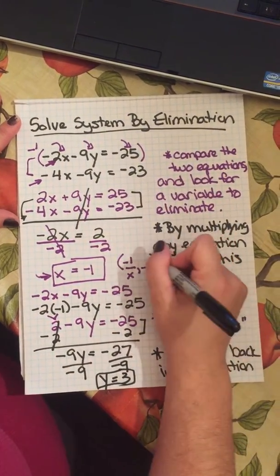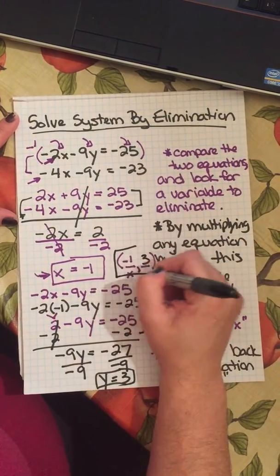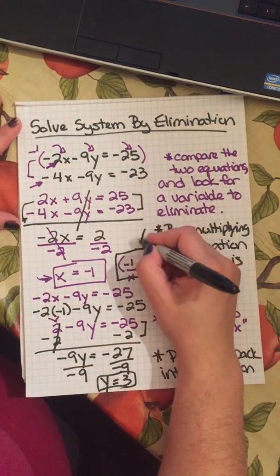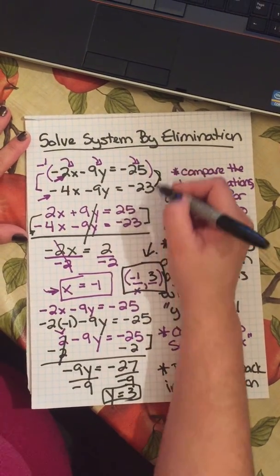So now I know that my coordinate, or my solution to this system, is negative 1, 3. That is where these two lines intersect.